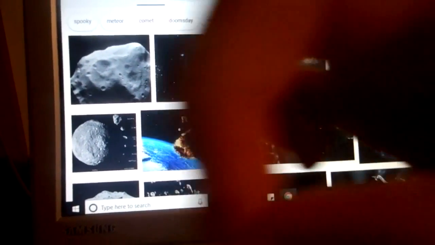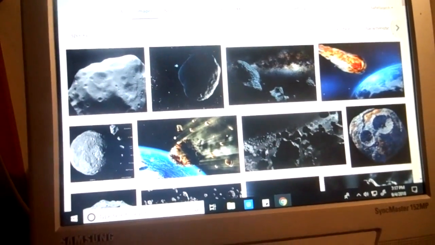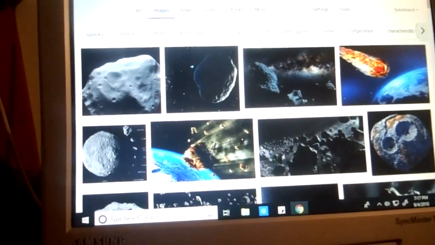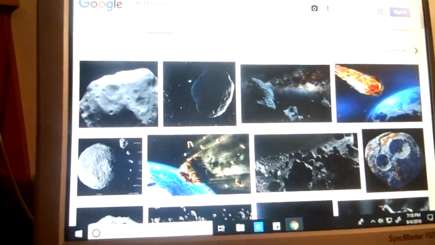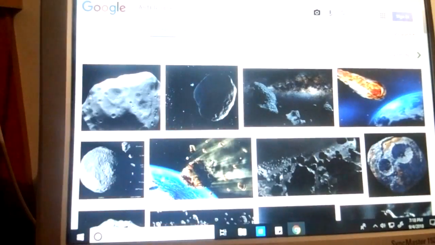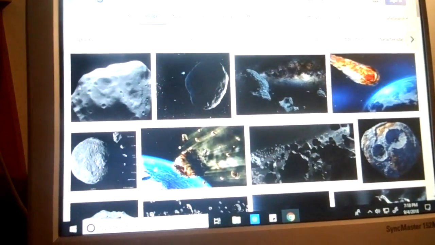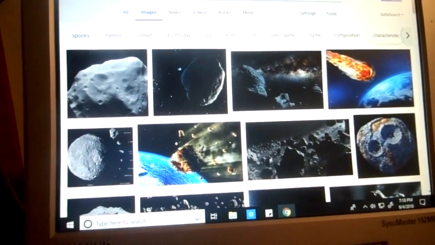Planets are more shaped like this. Why is a planet round and an asteroid is not round? Look. Planets are round, but asteroids are like this. But why? Because planets have more gravity and asteroids don't. Yes, that's correct. So then they take all these interesting shapes.